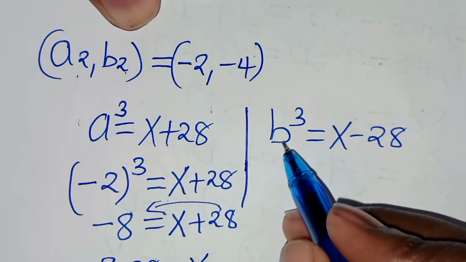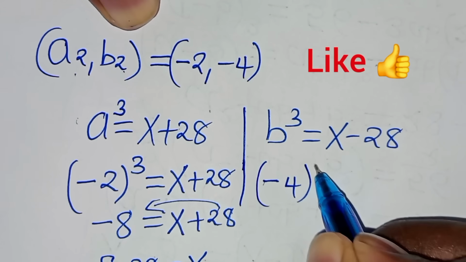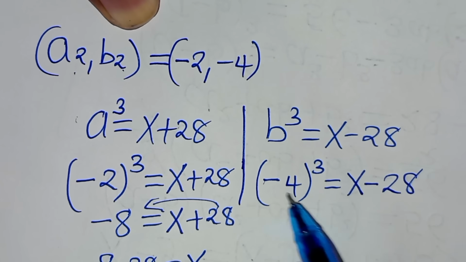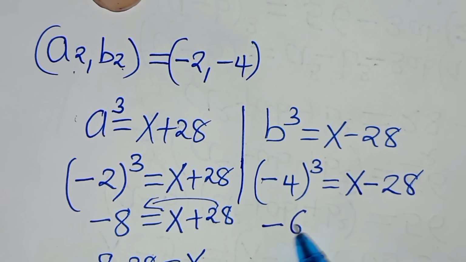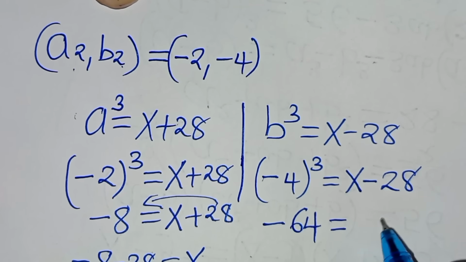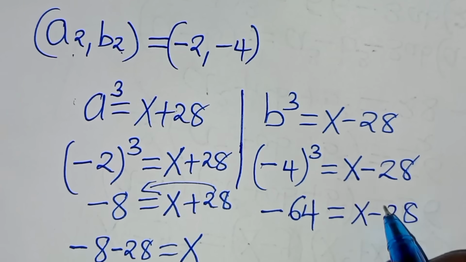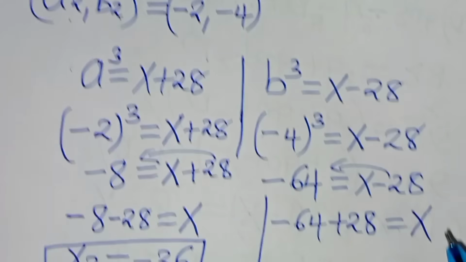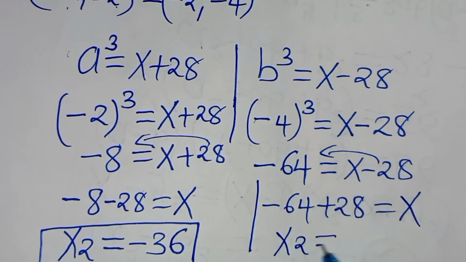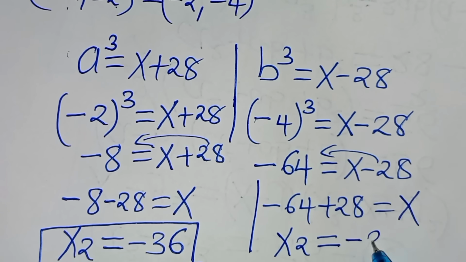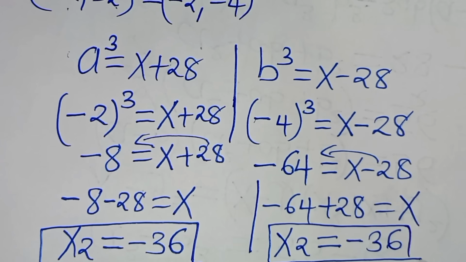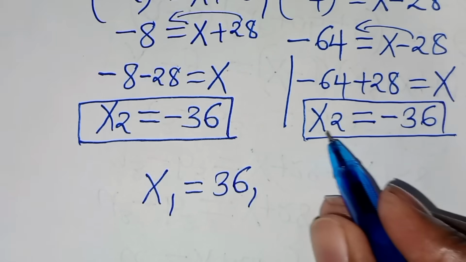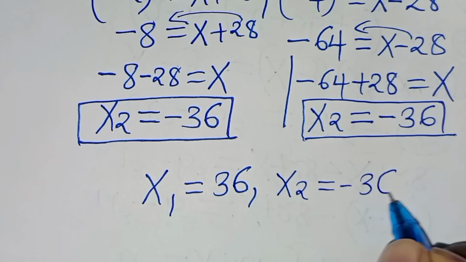Let's confirm also here. B is minus 4. So we have minus 4 raised to the power of 3, which is equal to x minus 28. So minus 4 to the power of 3 is minus 64, equal to x minus 28. So let's take minus 28 to the left-hand side so that now we have minus 64 plus 28, which is equal to x. So this implies that x2 from here is equal to minus 64 plus 28, which is minus 36. So this proves that we have two values of x, that is x1 is equal to 36 and x2 is equal to minus 36.